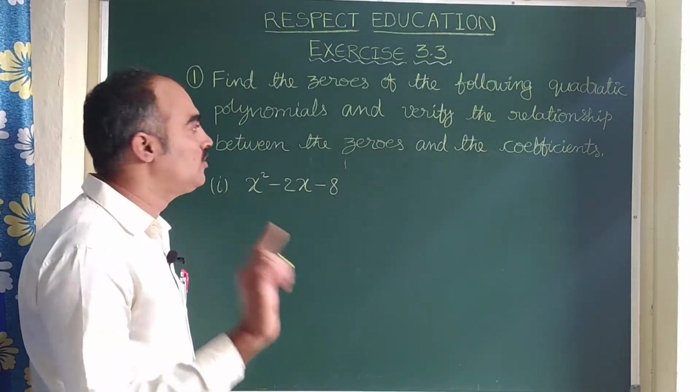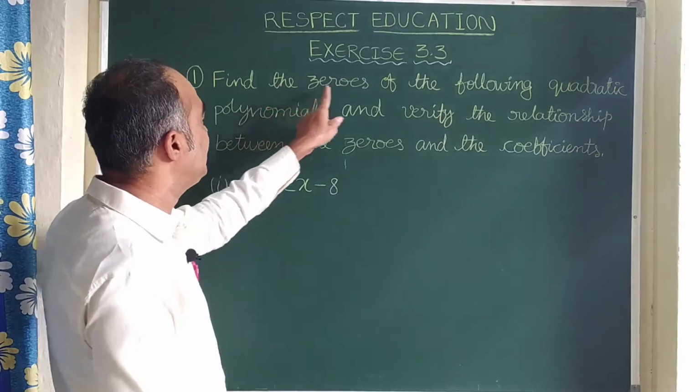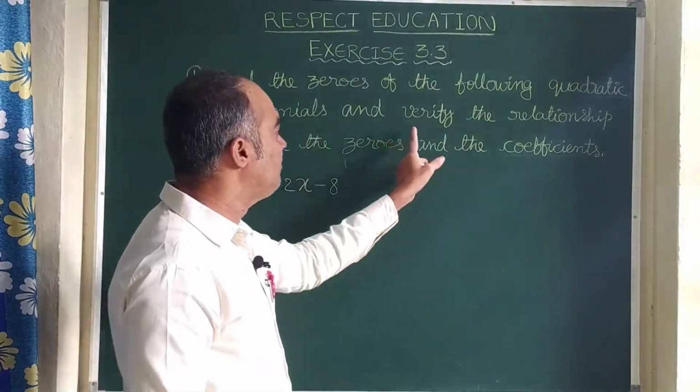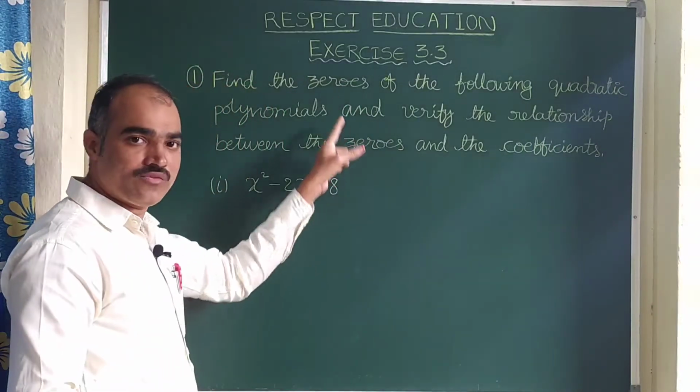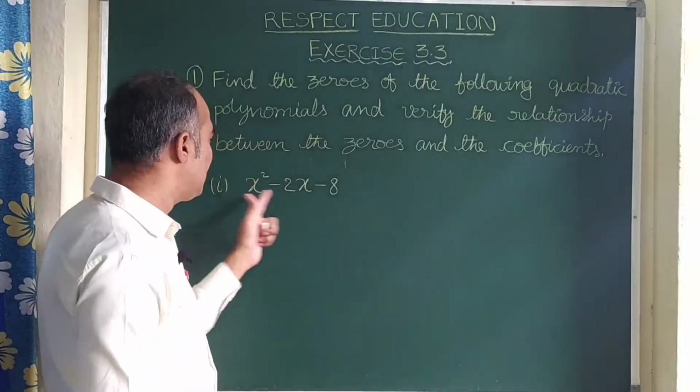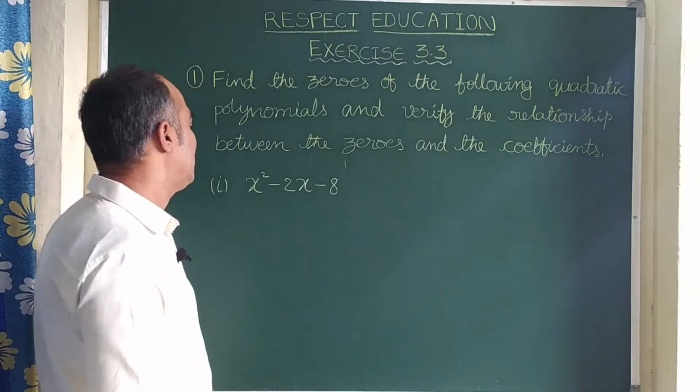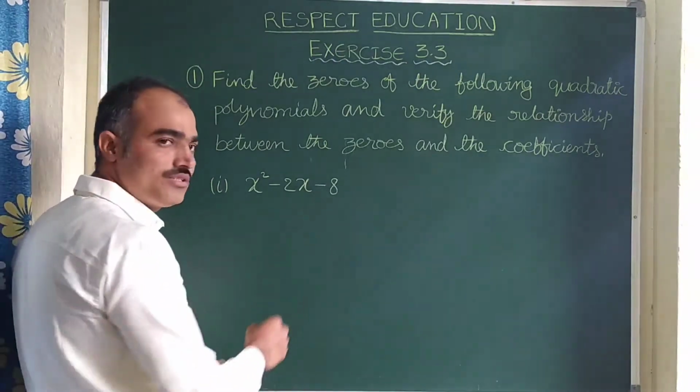Here the things we need to do, I repeat, we need to find the zeros and then we need to verify the relationship between the zeros we get and the coefficients. So coefficients are given here. So let us start the problem. First let us find the zeros, right?